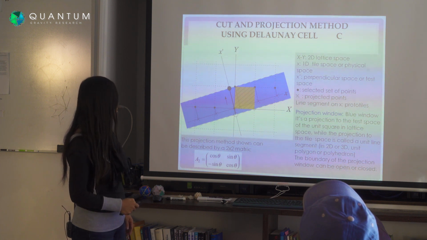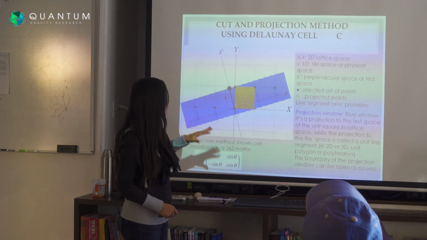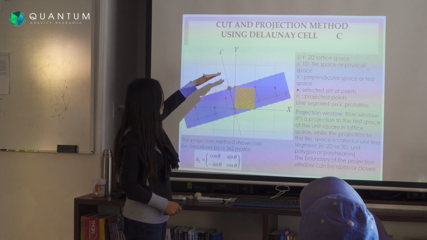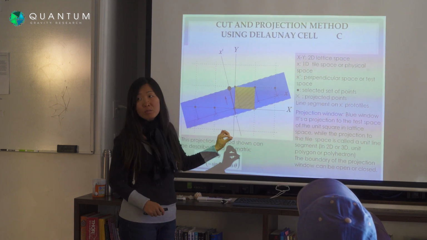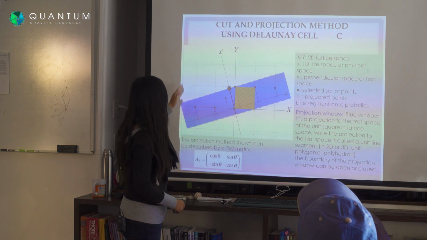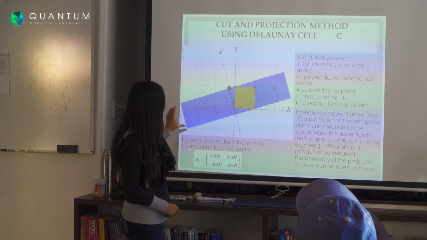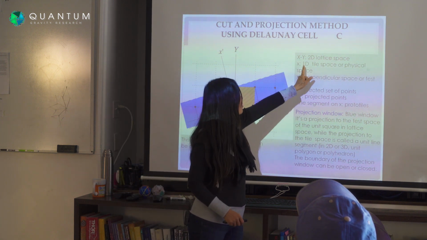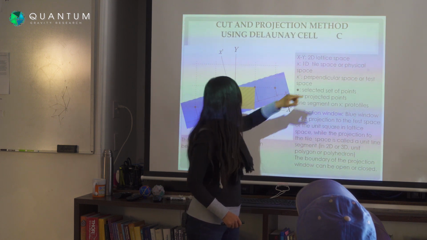using the Delaunay cell. So here we have a square grid. This is a 2-dimensional example. It's a 2-dimensional crystal, and then we cut and project it to a 1-dimensional quasicrystal. So we start from a square grid. First of all, let's talk about the two-dimensional lab space, and the one-dimensional tiling space or physical space.